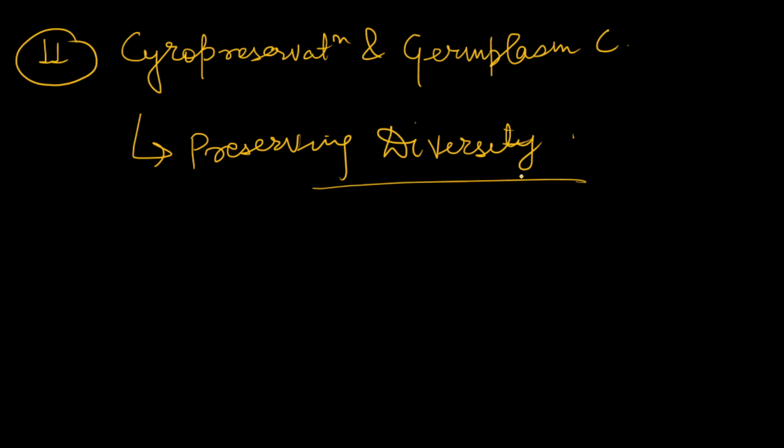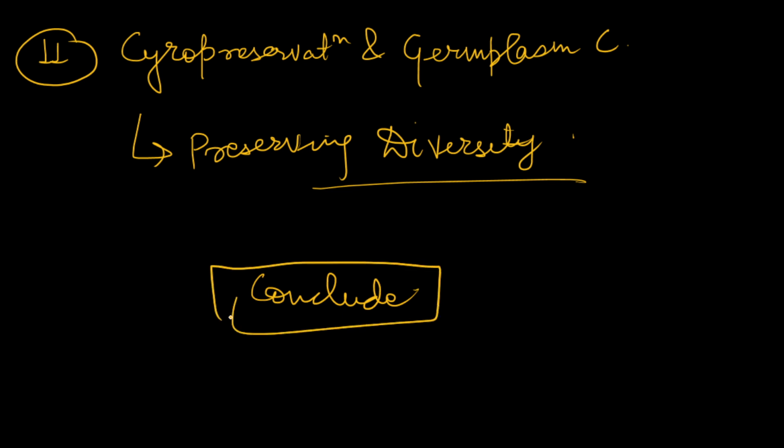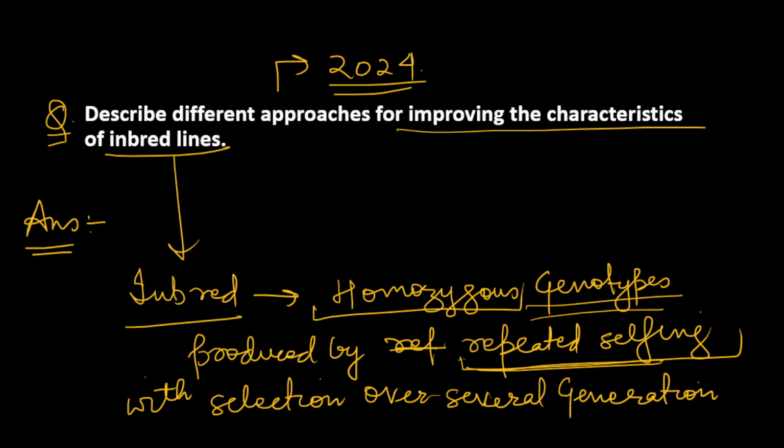So these are some 10 or 11 methods through which we can improve the characteristics of an inbred line, and I hope you understand all this. These are simple ones. You just have to remember these selections and methods. So that was all. You can simply conclude by writing about the importance of inbreds in plant breeding methods, or any other conclusion which you want. That will be enough. I hope you understand all the parts of the question.